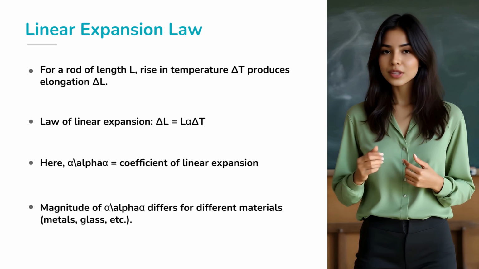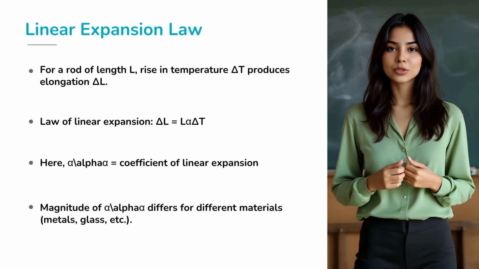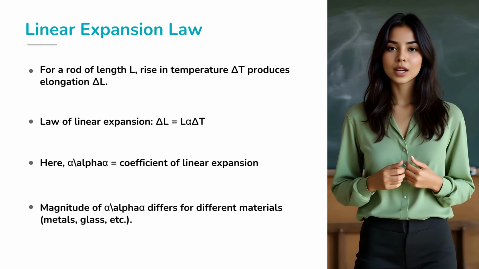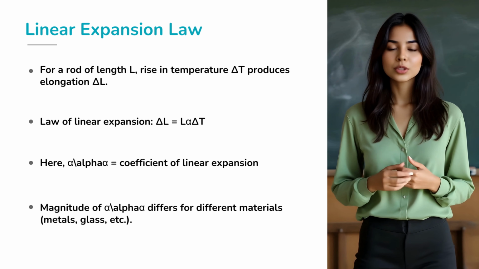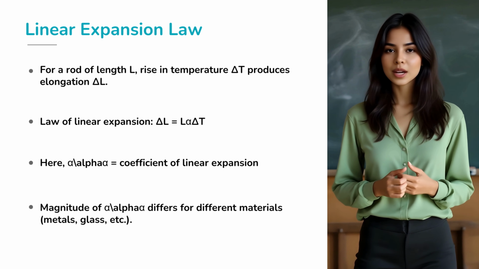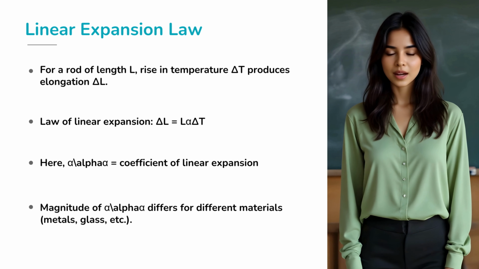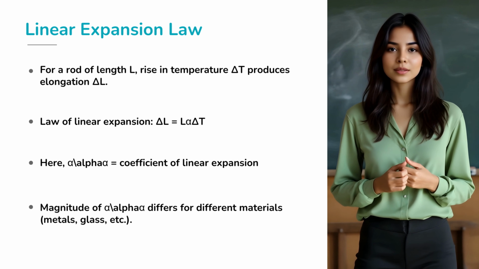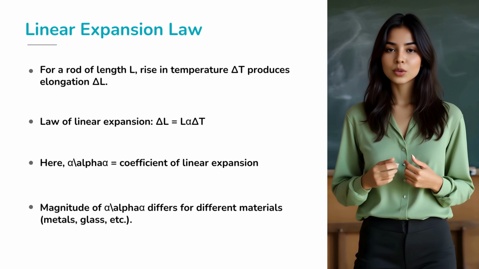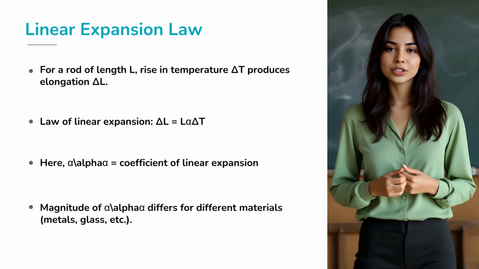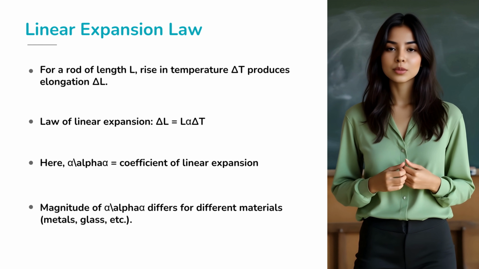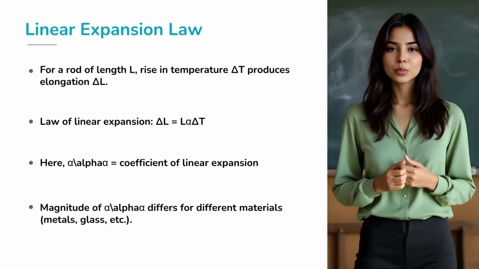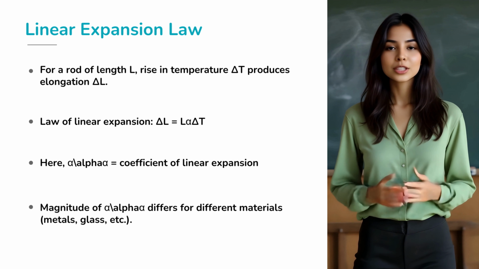For a rod of original length L, when its temperature rises by delta T, the increase in length, called delta L, follows a direct law. Delta L equals L multiplied by alpha multiplied by delta T. Here, alpha is the coefficient of linear expansion with units per Kelvin. Each material has its own alpha value. For example, steel expands much less than aluminium for the same temperature rise. So, linear expansion is always proportional to the initial length and the rise in temperature.